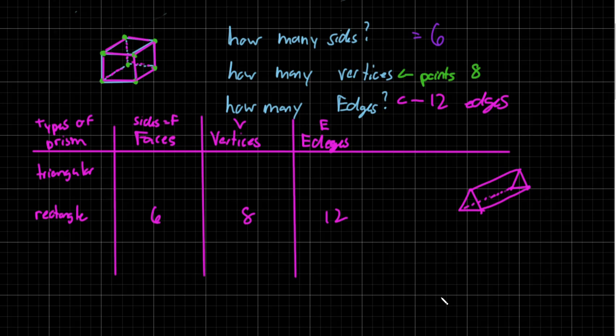Looking at the triangular prism, how many faces are in the triangular prism, which we drew over here? 5. Do we see all 5? 2 triangles and 3 rectangles. So we have 5. How about vertices? So how many points does it have? Show me with your fingers. In ASL numbers, do you remember what it is in ASL? That's 9.